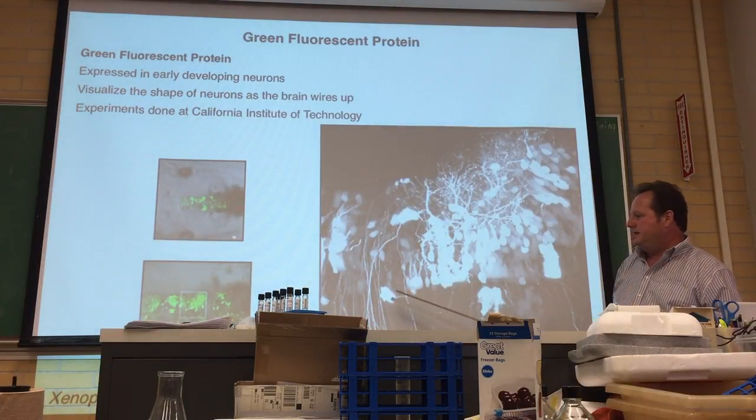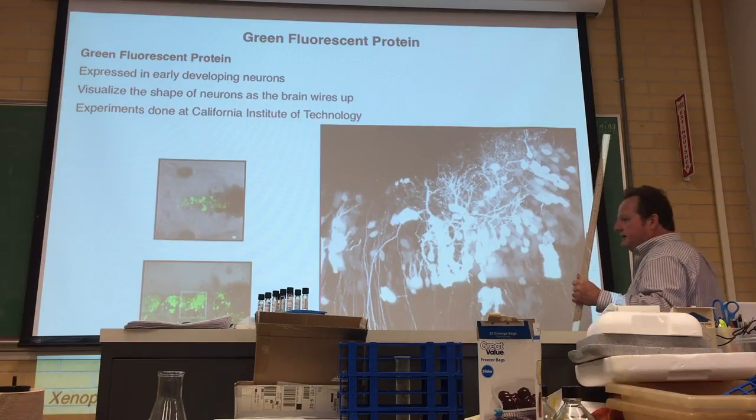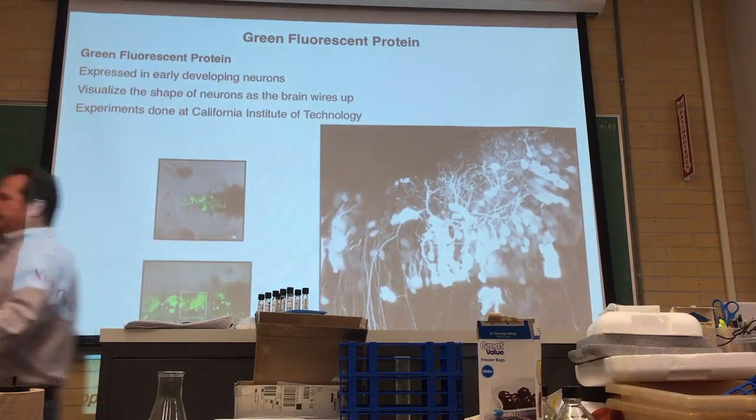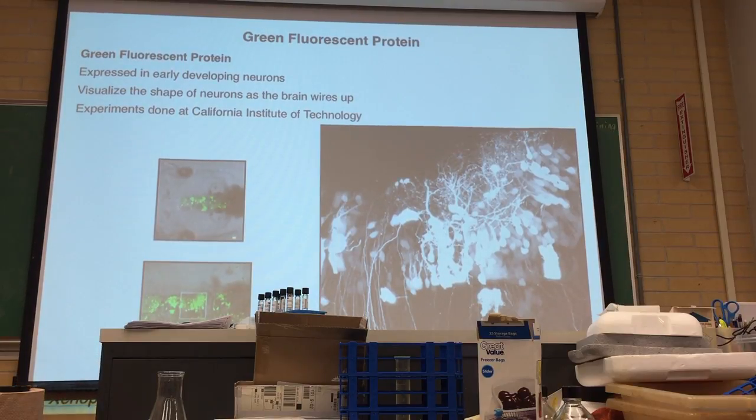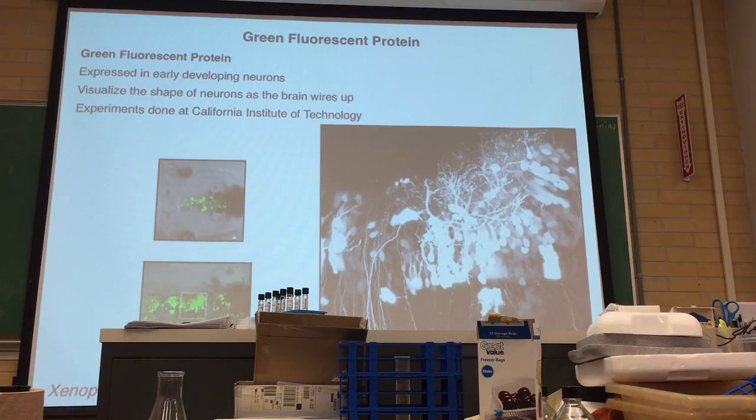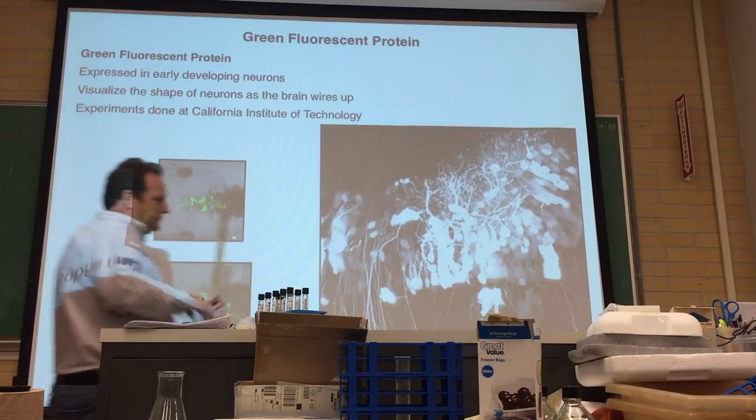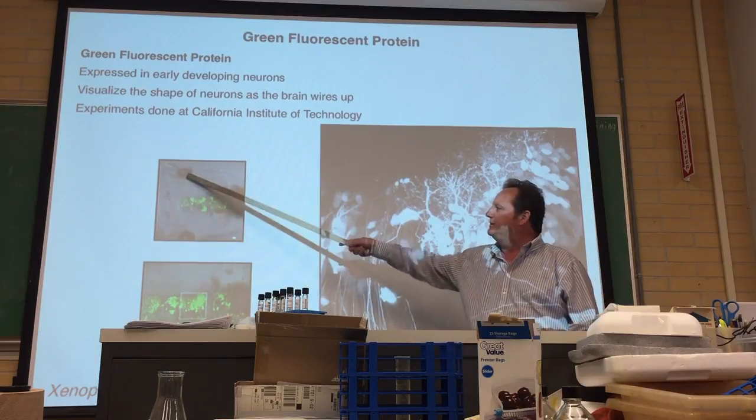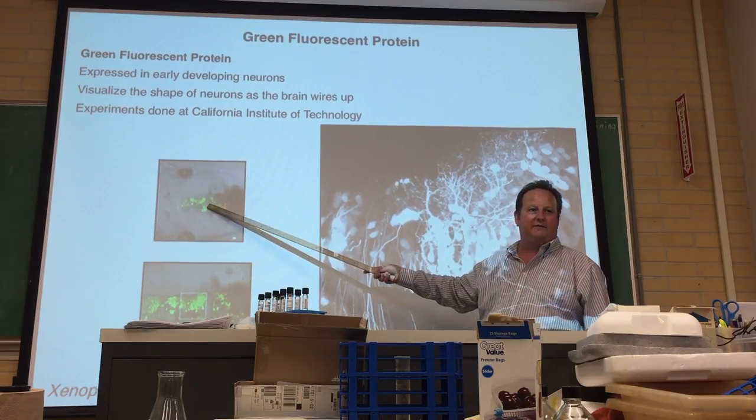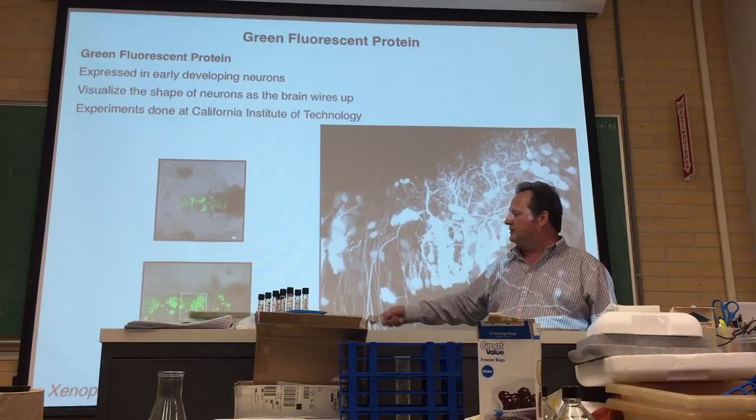And so these are some experiments that I did while I was at Caltech, and I was looking at how the brain develops in Xenopus tadpoles. So these are the South African clawed frogs. And so here you can see, here's the tadpole head, those are the eyes, here's the brain. We have GFP in there. Here's a close-up of it.